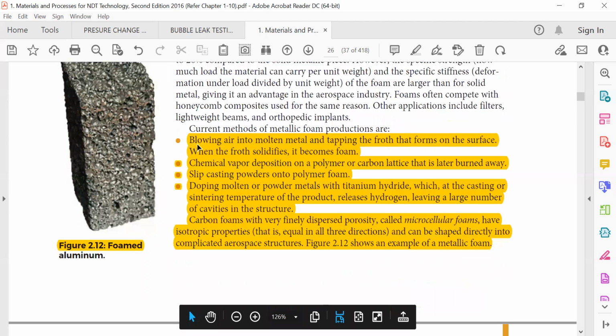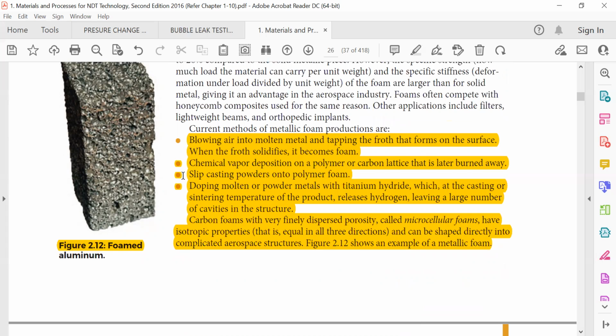Foamed aluminum is made by blowing air into the molten metal and trapping the froth that forms on the surface. When the froth solidifies, it becomes foam. Other methods include chemical vapor deposition on a polymer or carbon latex that is later burned away, and slip casting powder into the polymer foam. Another is doping molten or powder metals with titanium hydride, which releases hydrogen at the casting or sintering temperature of the product, leaving a large number of cavities in the structure.